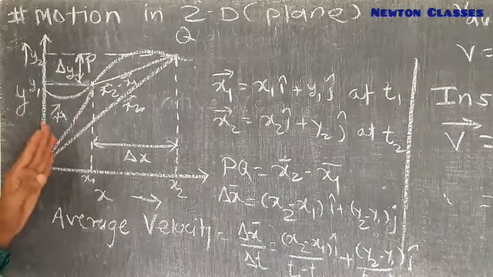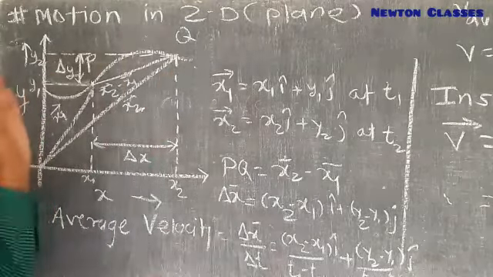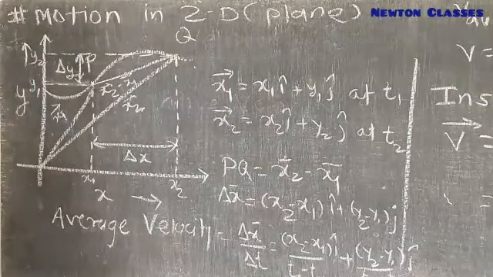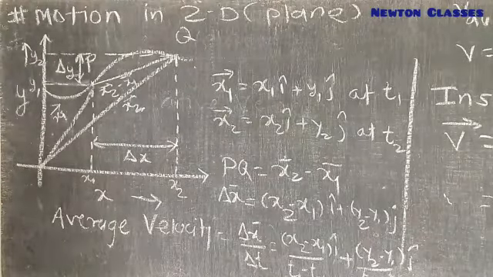Such a type of motion is called motion in a plane, and that plane may be this blackboard, or the page of your notebook or the page of your book. Now we have to calculate displacement.